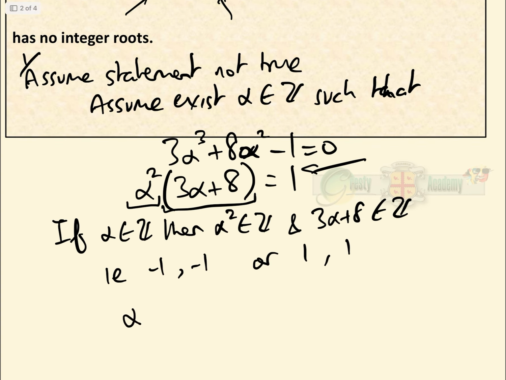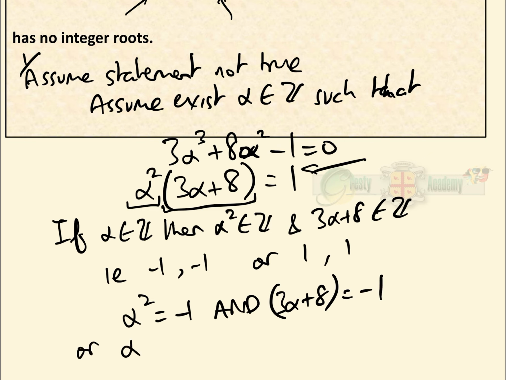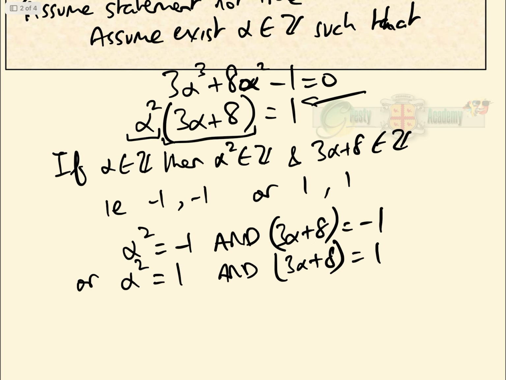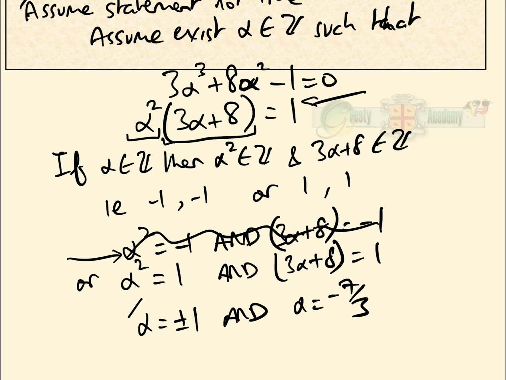And so therefore alpha squared equals minus 1 and 3 alpha plus 8 equals minus 1, or alpha squared equals 1 and 3 alpha plus 8 equals 1. They're the only possible two. Now obviously alpha squared can't equal minus 1 because alpha is an integer, a real integer, so we can get rid of that one. So basically that just leaves this. So either alpha is plus or minus 1 from this, and alpha equals minus 7 over 3.